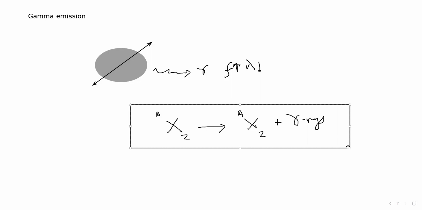Gamma emission is there when the nucleus is moving. So the nucleus is moving when there's alpha decay, the nucleus is moving when there's a beta decay, and the nucleus sometimes vibrates because of energy. So that is also responsible for gamma emission. So 3 types of emissions are there: alpha, beta, and gamma.